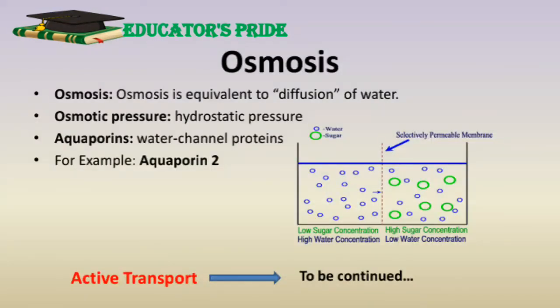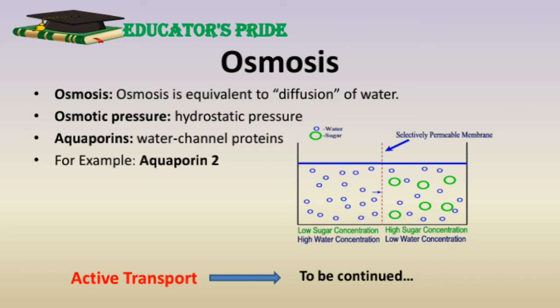Now, osmosis. In osmosis, water tends to move across a semi-permeable membrane from a solution of low solute concentration to one of high solute concentration. Osmosis is equivalent to diffusion of water. The osmotic pressure is required to stop the net flow of water across a membrane separating solutions of different composition. The osmotic pressure depends upon the molar concentration of the solute.